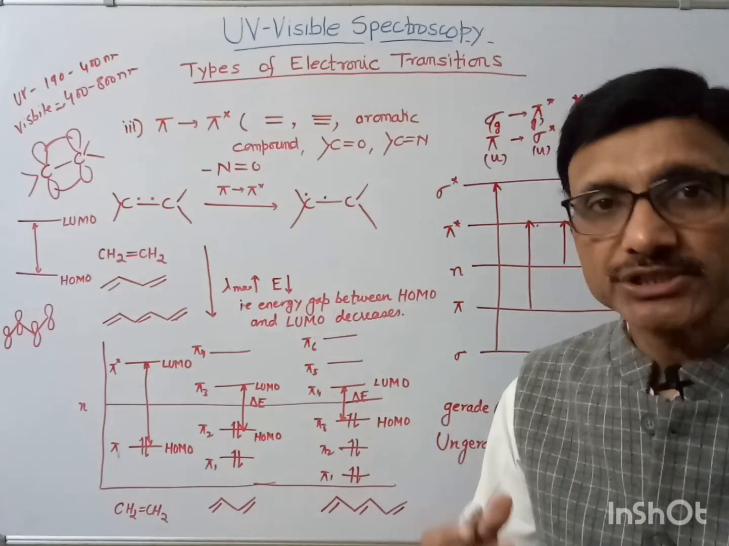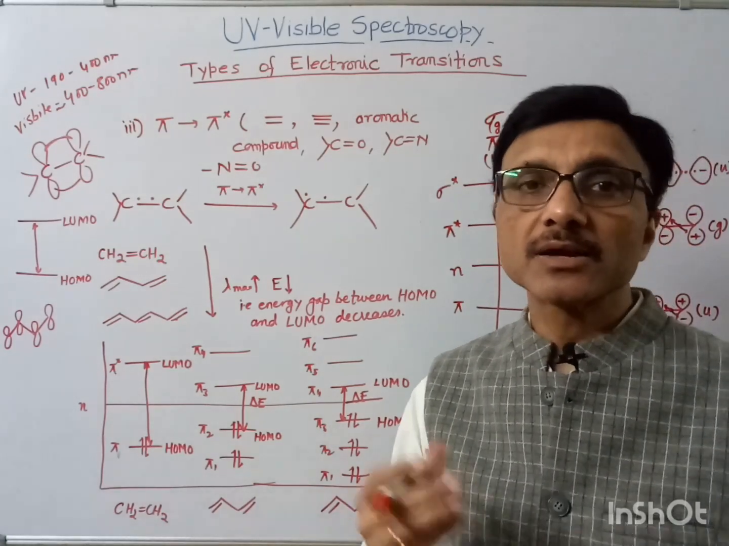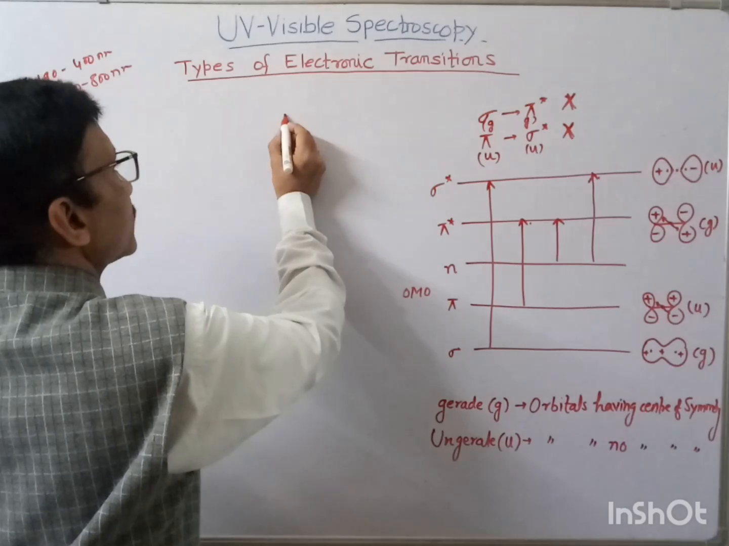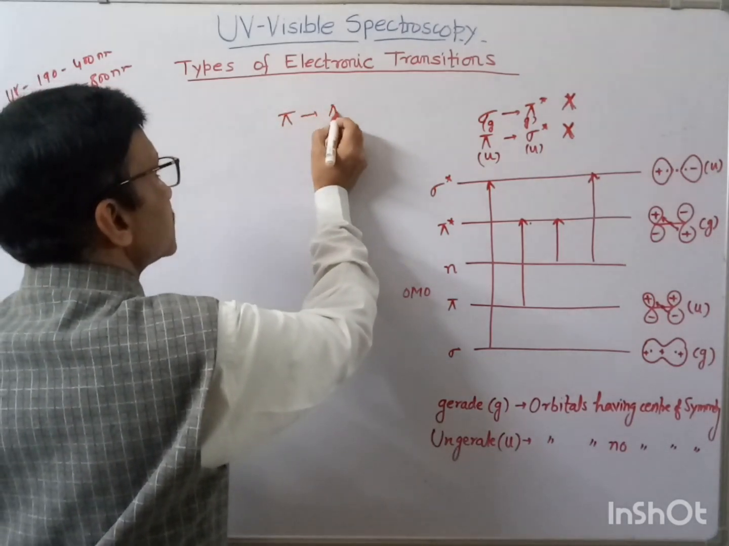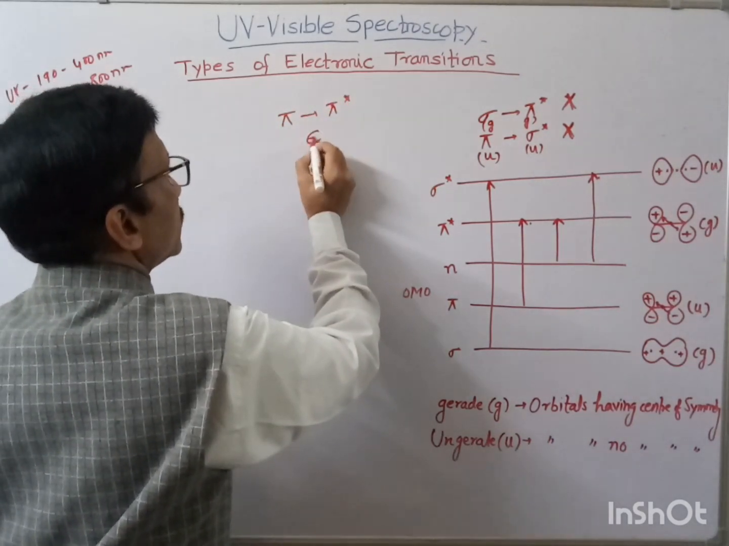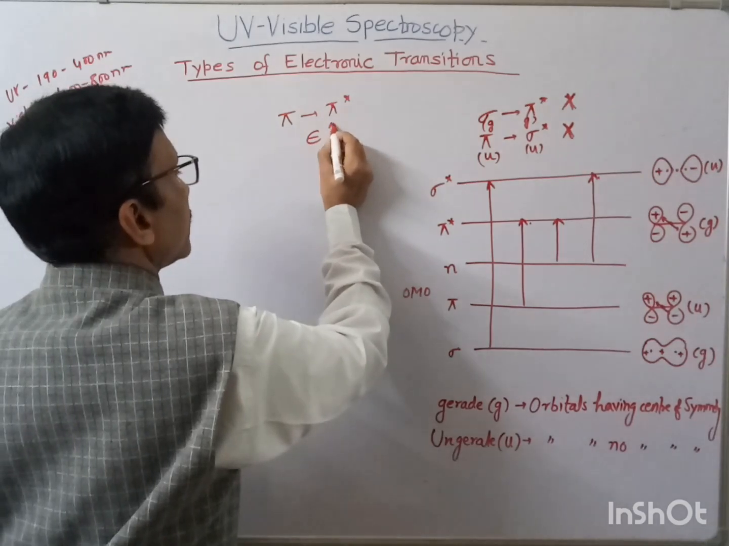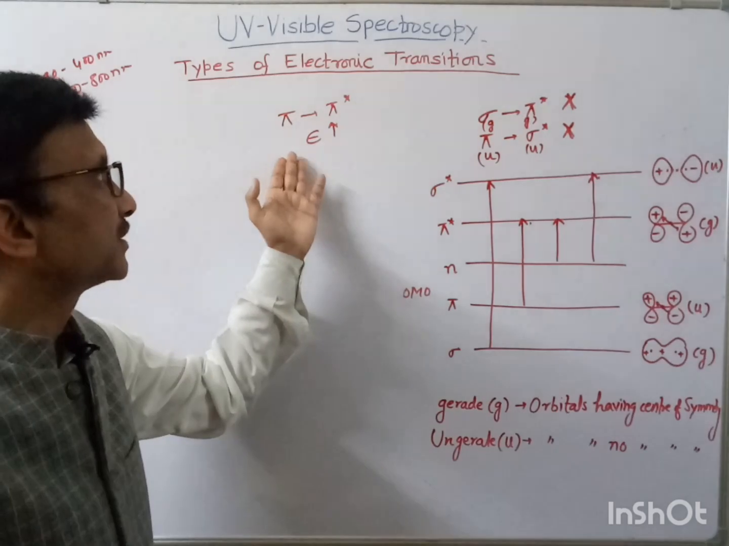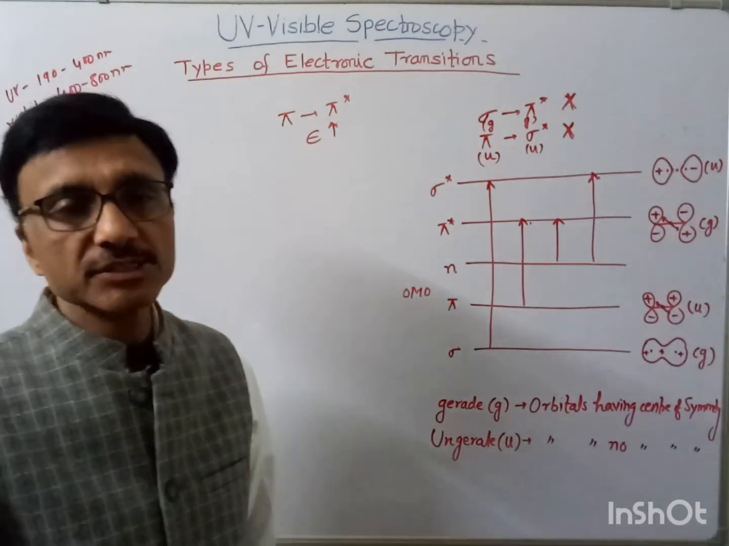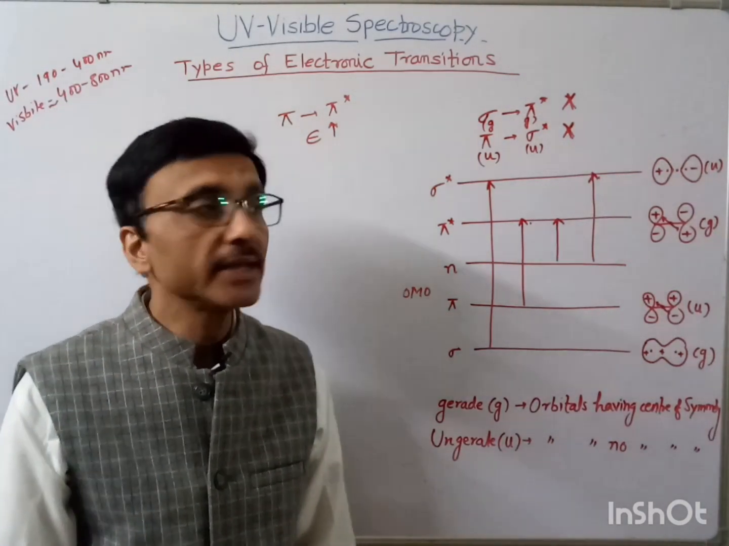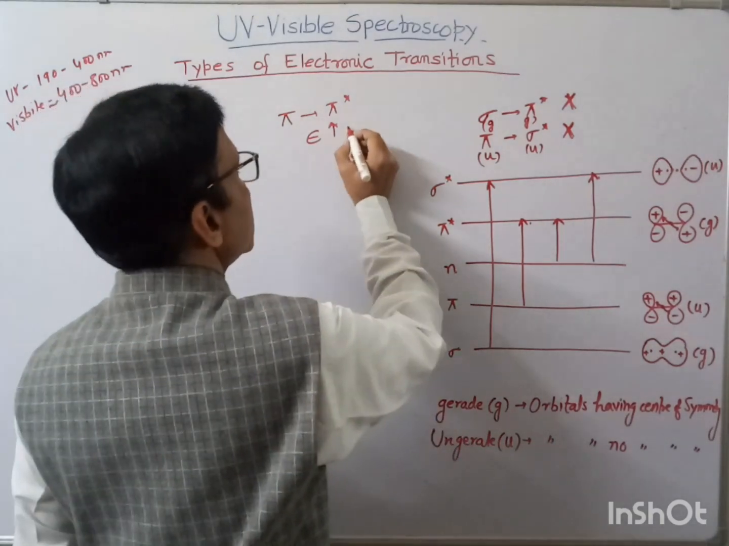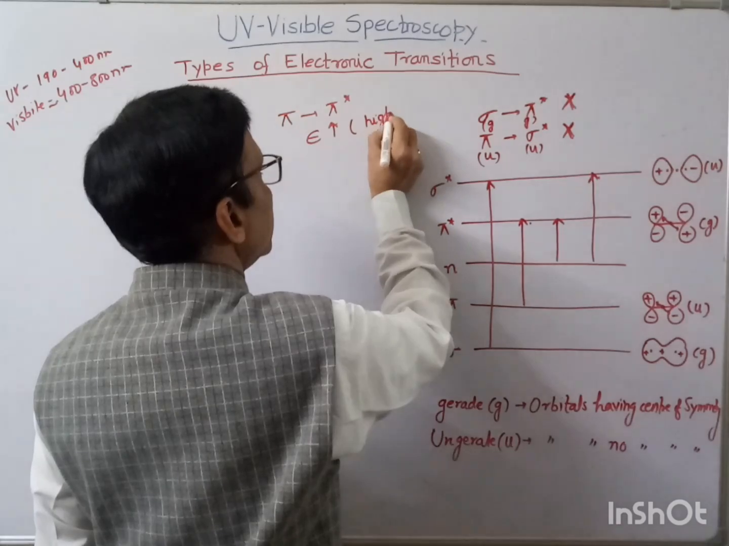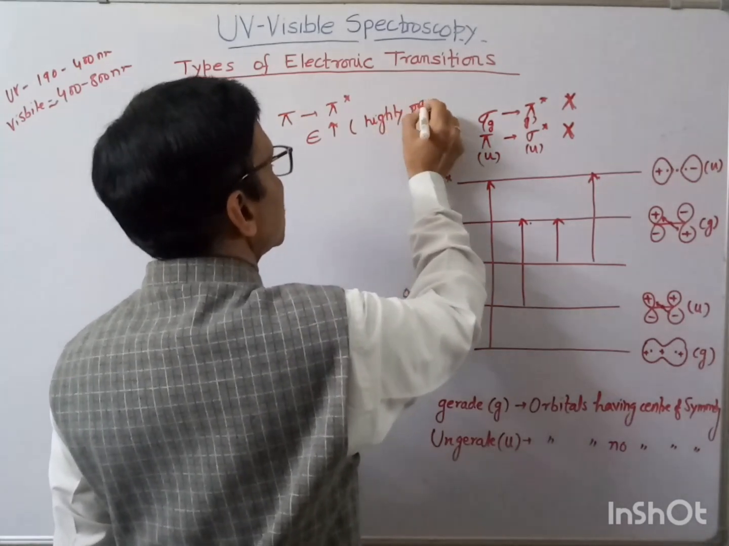I have explained the same thing in my previous lecture on color and conjugation. As the conjugation increases, the color also increases. One thing for this pi to pi star transition is that the epsilon max value is very high, or we can say the molar absorptivity or molar extinction coefficient for this pi to pi star transition is very high. It means it is a highly probable transition.